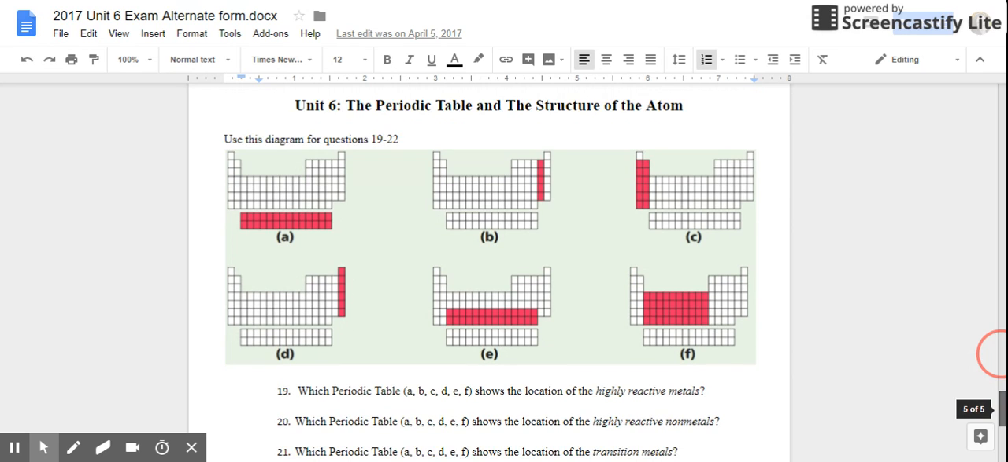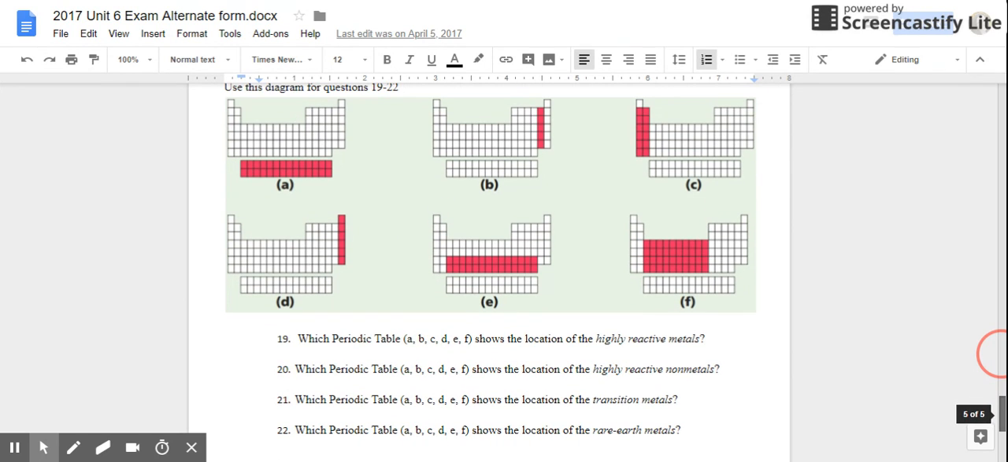Okay, and then for our last questions here, you want to use this picture right here. So question 19. Which periodic table, A, B, C, D, E, or F, shows the location of the highly reactive metals? Question 20. Which periodic table shows the location of the highly reactive nonmetals? Question 21. Which periodic table shows the location of the transition metals? And question 22. Which periodic table shows the location of the rare earth metals?